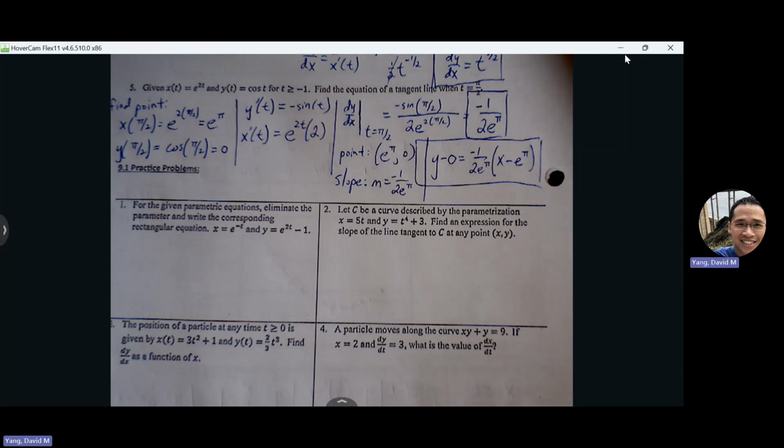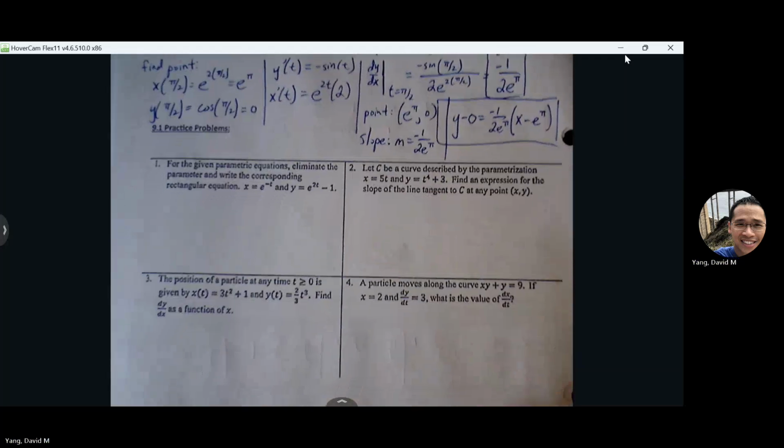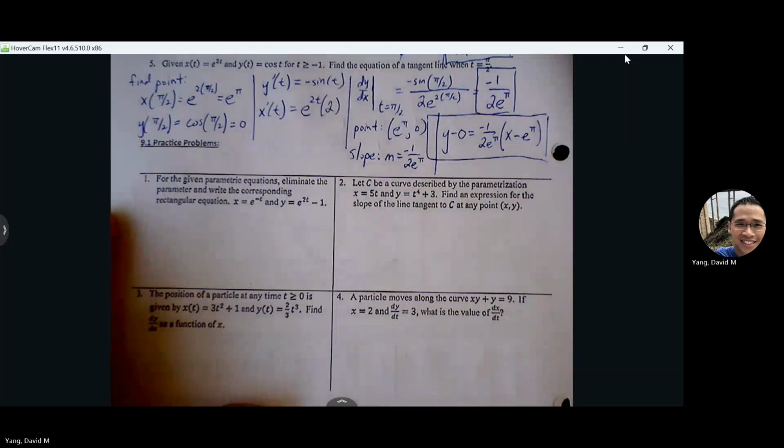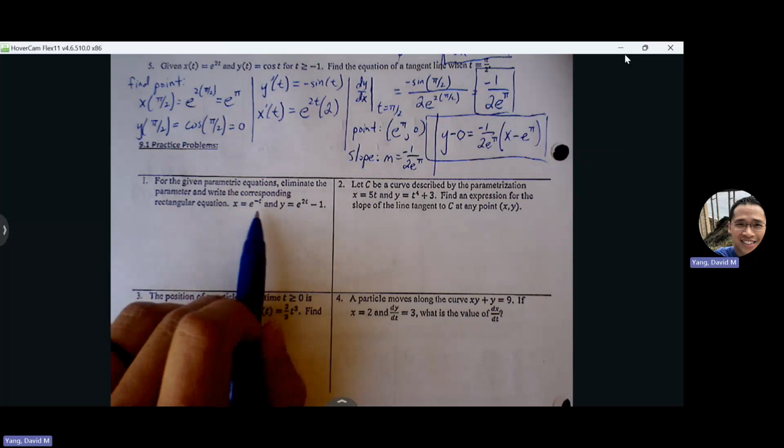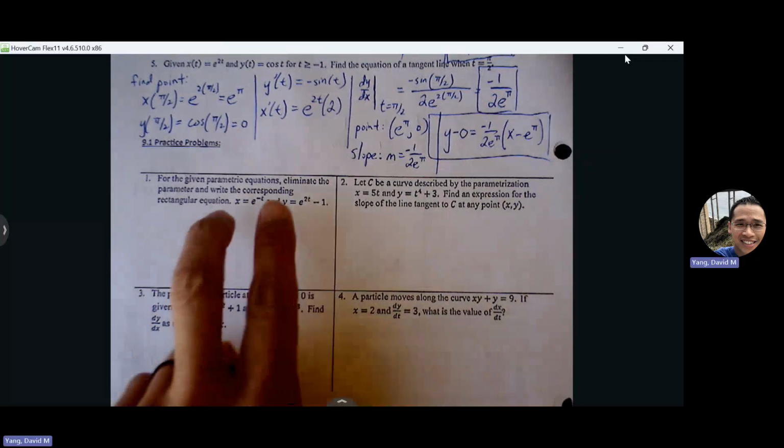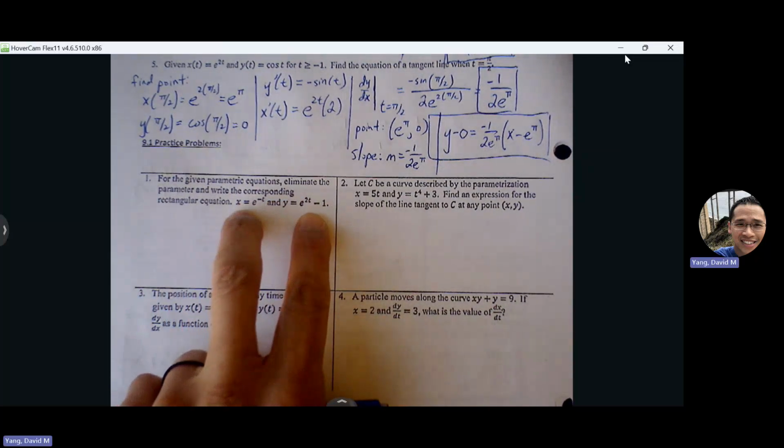Okay, we're just going to work through practice problems and just apply these concepts here. For the given parametric equation, eliminate the parameter, and that just means we have to find a way to remove t and get our equation down to in terms of x and y.